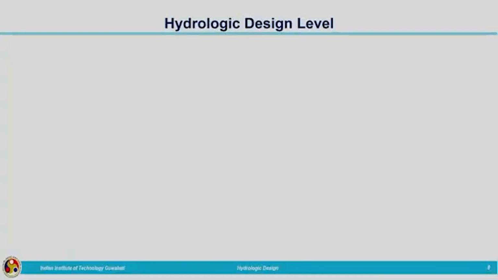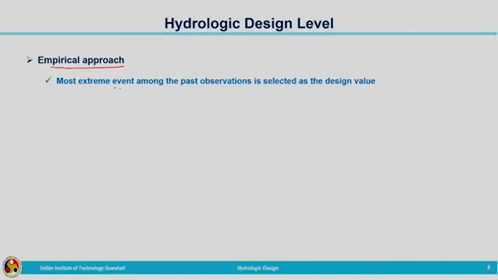Now, let us move on to the second approach for determining the hydrologic design level, that is the empirical approach. Empirical approach, as we have done in the case of frequency analysis by making use of Weibull's approach, in a similar way we can assign a certain probability value by making use of the empirical approach. The most extreme event among the past observations is selected as the design value. In all these cases, what you should understand is that we should have accurate past data. You need to collect a long series of data for so many years for understanding the maximum magnitude of the event, which is considered as the design value.